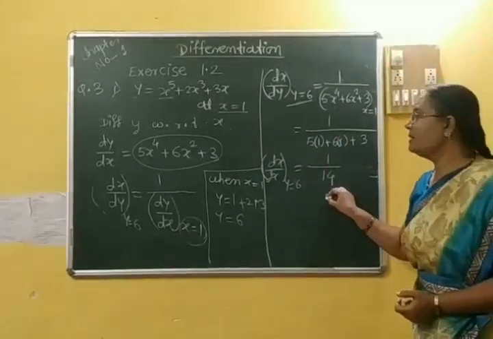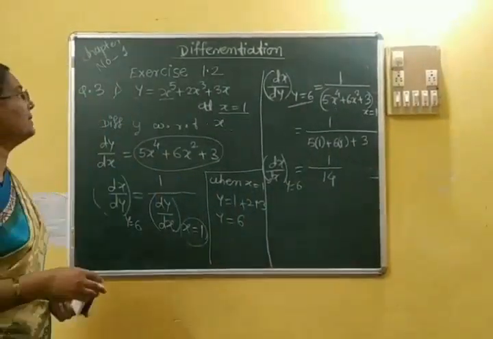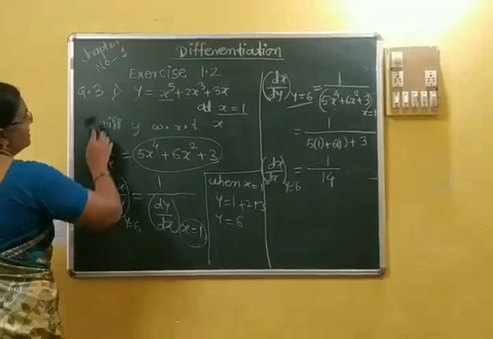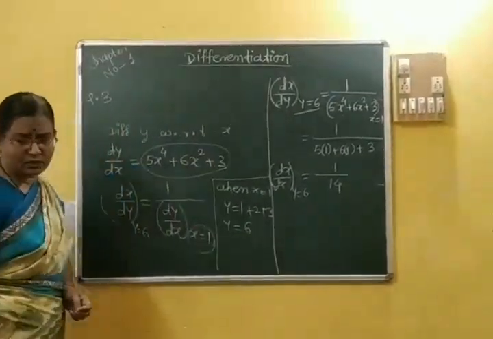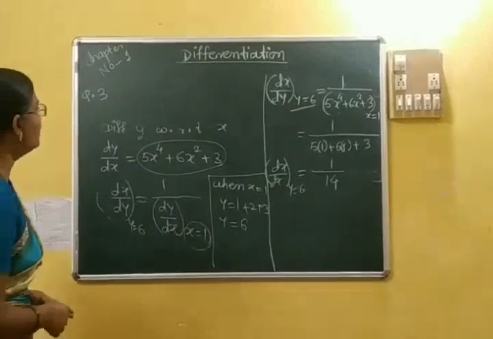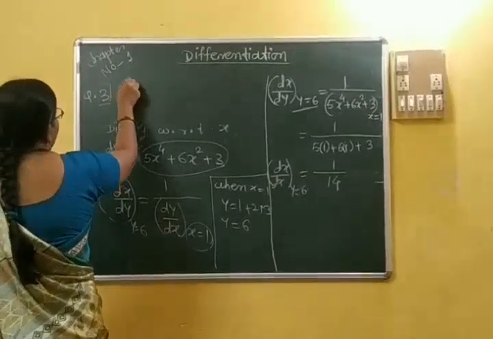This is the answer to that question. Let us see the second example. What is the second example? We have to find out the values of the given function at the indicated points. Okay, let us see the second question.